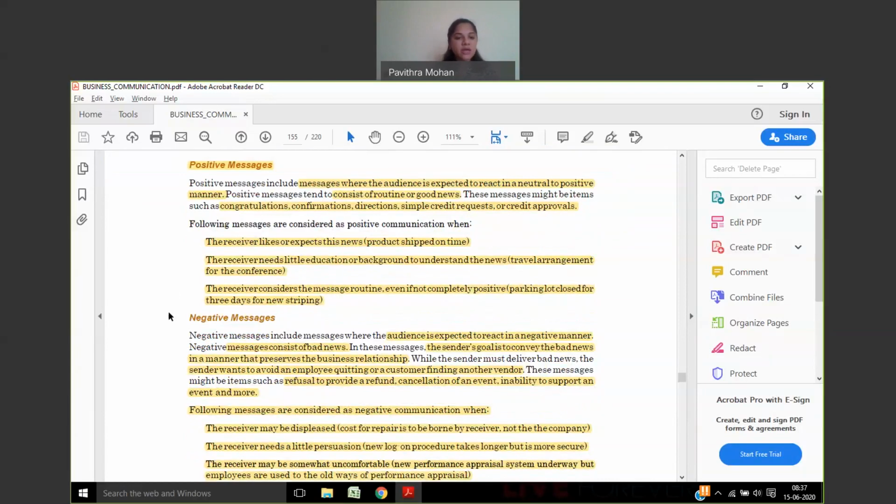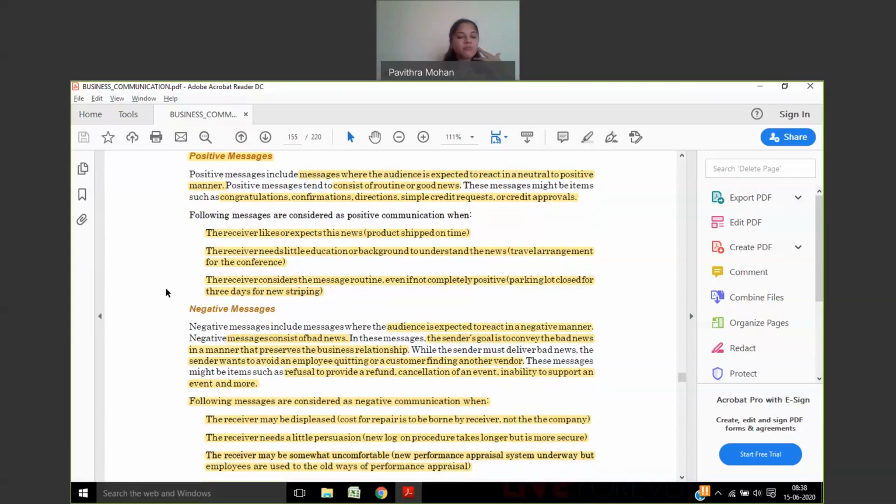The next one can be where the receiver needs little education or background to understand the news, like a travel arrangement for a conference. You don't have proper information. You want to travel from one place to another. The travel desk will come in between and give you certain inputs. Whatever you ask for, they will give all the clarity. That's called a positive message.